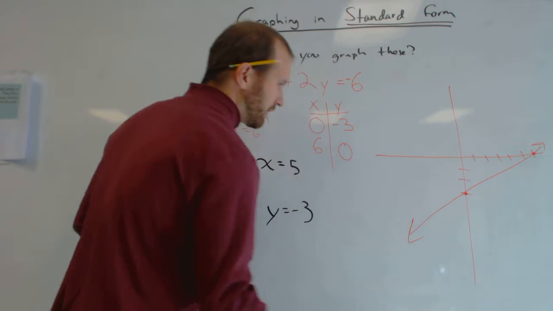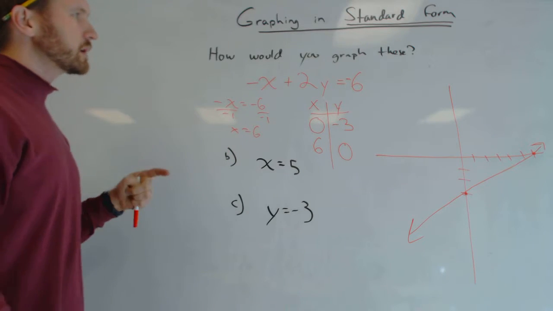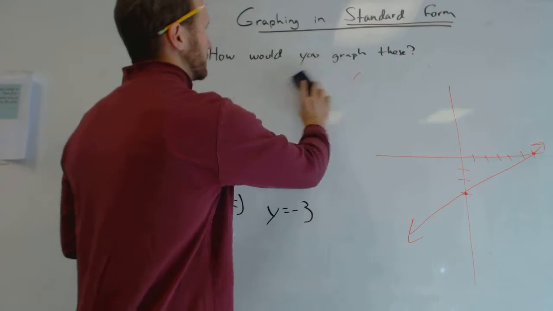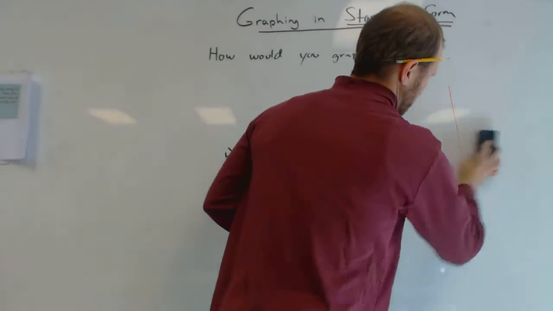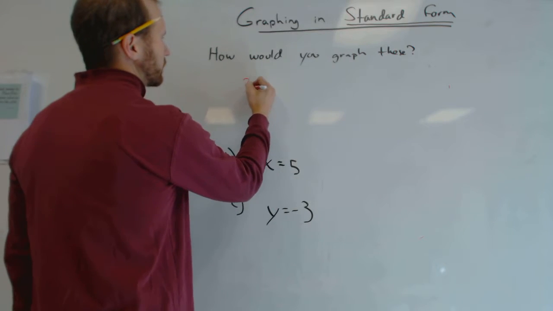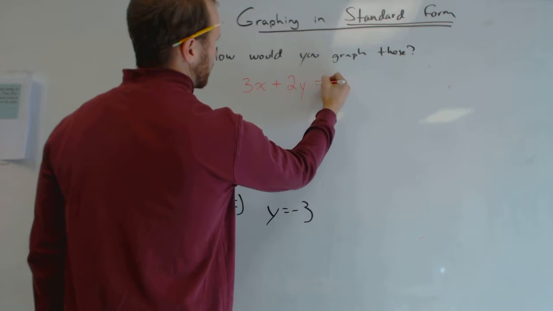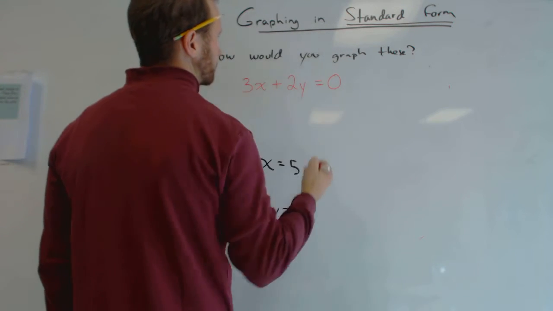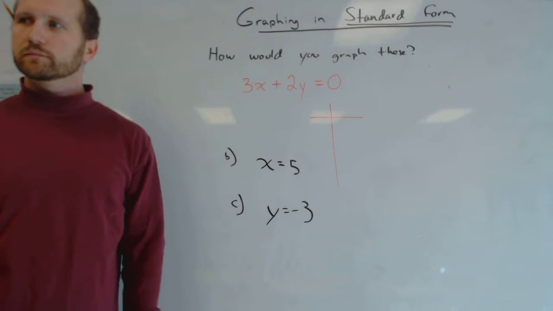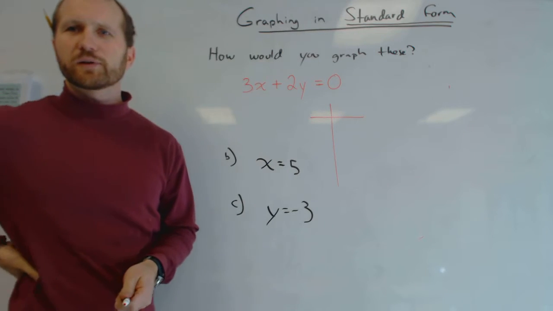Okay. We're going to look at 3 special cases, but one of them looks very similar to this. So here's our first special case. What if I have something like this? 3x plus 2y equals 0. So go ahead and start to graph this and tell me when you've encountered a problem.